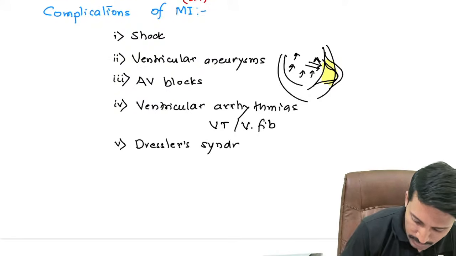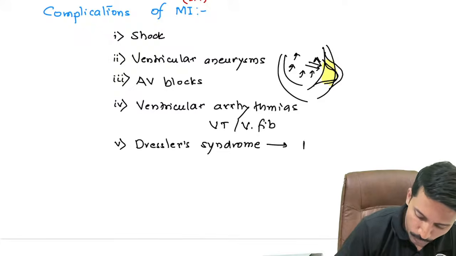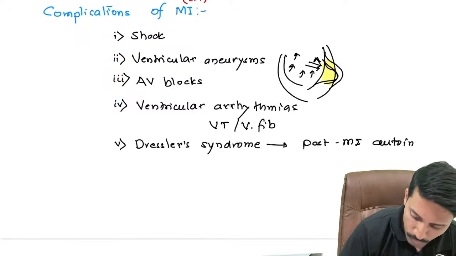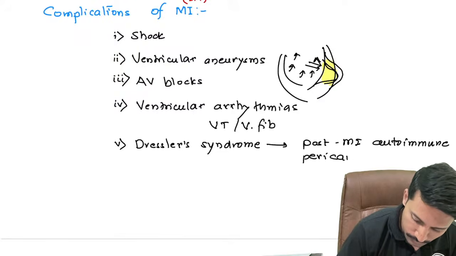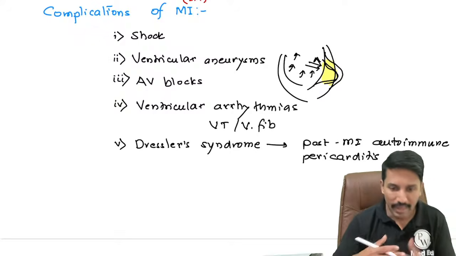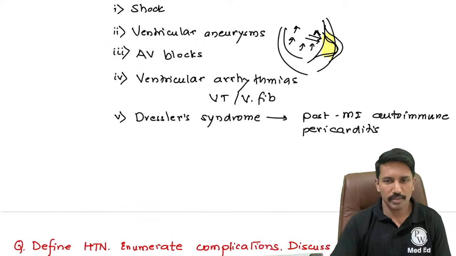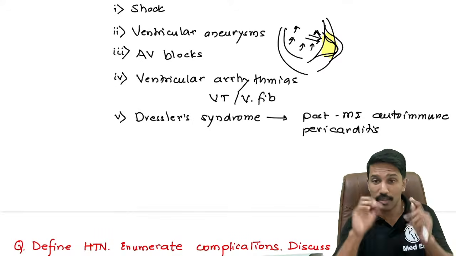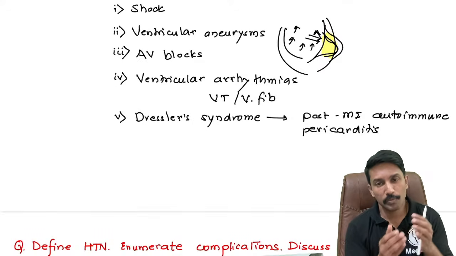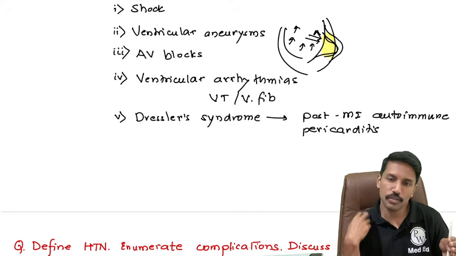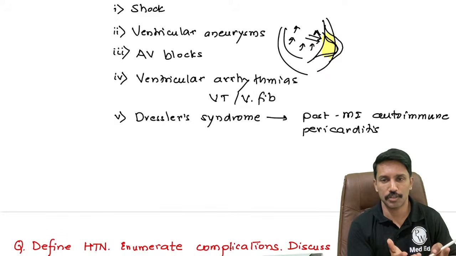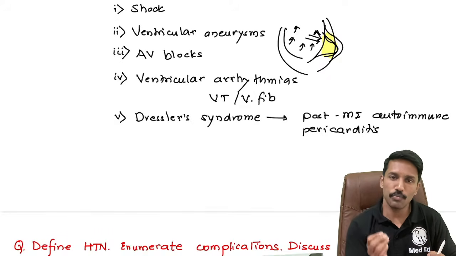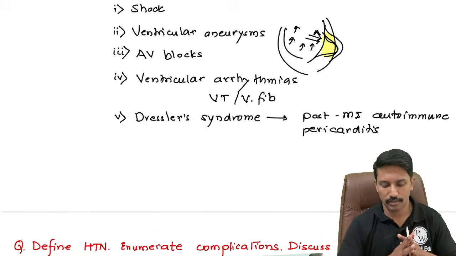Dressler's syndrome. What is Dressler's syndrome? It refers to post-MI autoimmune pericarditis. Means when we have an MI, some part of myocardium is dead. Myocardial proteins which are not usually exposed to blood now come into the blood. Body produces antibodies against them. And structurally similar proteins also exist in the pericardium. So these antibodies will go and attack the pericardium, cause inflammation. Right? Post-MI autoimmune pericarditis is Dressler syndrome.